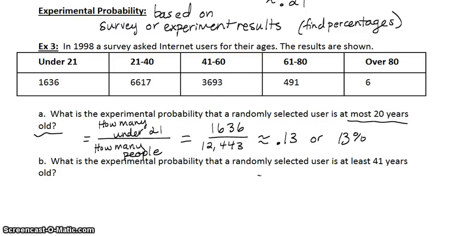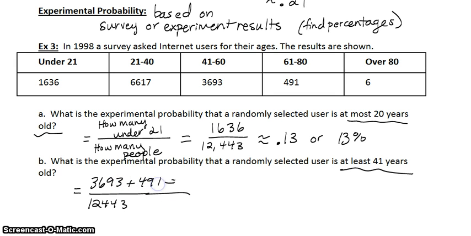Look at part B. What is the experimental probability that a randomly selected user is at least 41 years old? Okay, we still have the 12,443 people in the chart, but now I want the 41 years old or older, so I'm going to add together all of those. So 3693 plus 491 plus 6. And I end up with 4,190 divided by 12,443. So the probability of seeing someone of that age using the internet in this chart was 0.34.